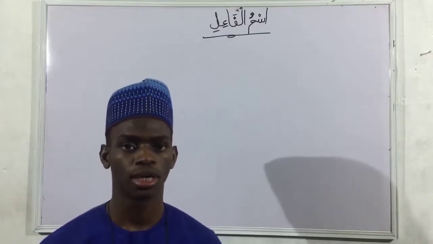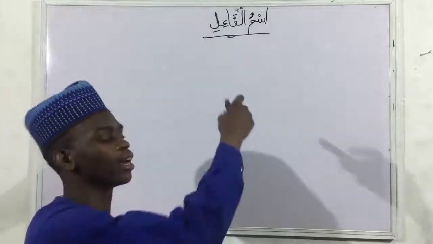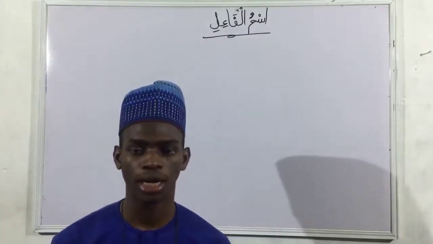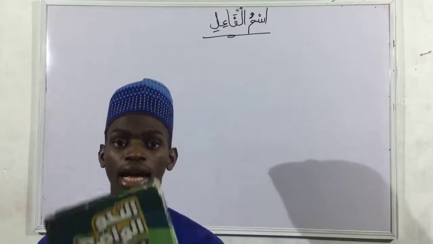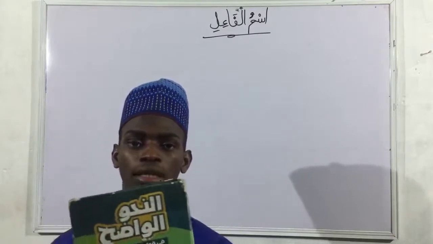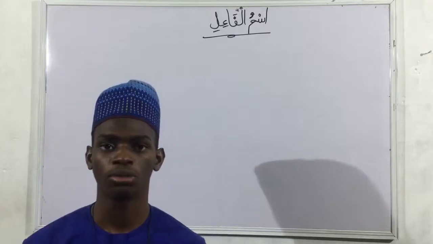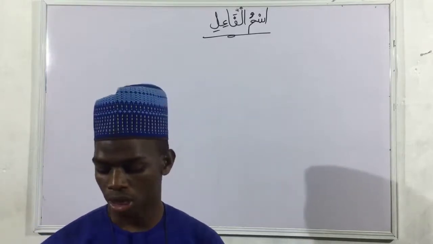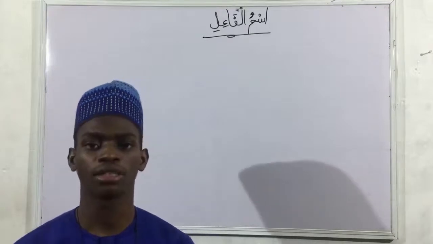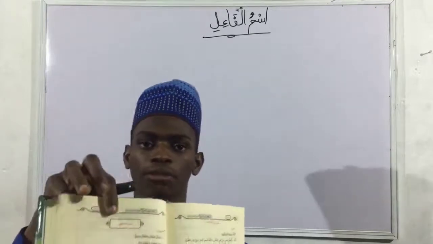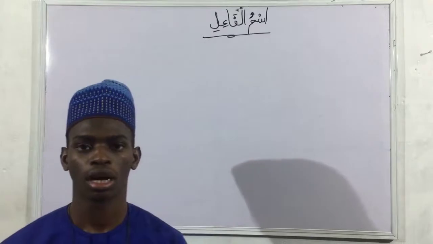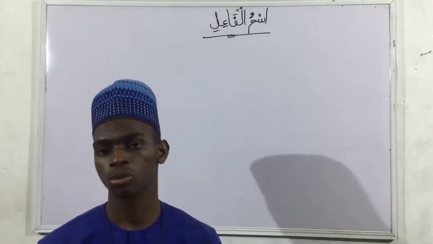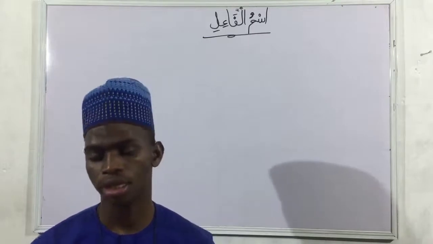And tonight, inshallah, we'll be treating اسم الفاعل, which means the agent noun. We are continuing the treatment of النحو الواضح في قواعد اللغة العربية, which is the book we have been treating so far, and we are on book 3. So our topic for today, as I earlier said, is اسم الفاعل, what we call the agent noun. So what is اسم الفاعل or the agent noun?